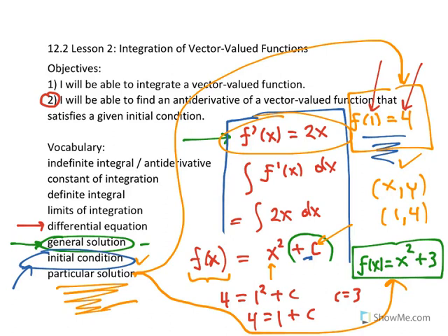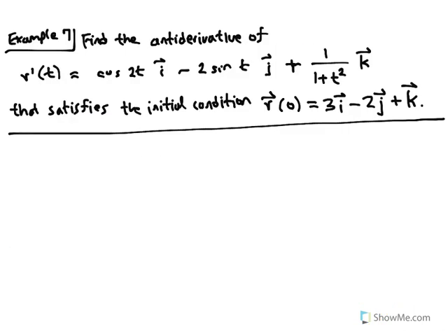Having seen that, we're now going to take a look at the vector valued function equivalent of what we just saw. Objective 2, you'll be able to find an antiderivative of a vector valued function that satisfies a given initial condition. So we're looking at example 7. Find the antiderivative of r prime of t is equal to cosine of 2t i minus 2 sine t j plus 1 over 1 plus t squared k that satisfies the initial condition r of 0 is 3i minus 2j plus k.